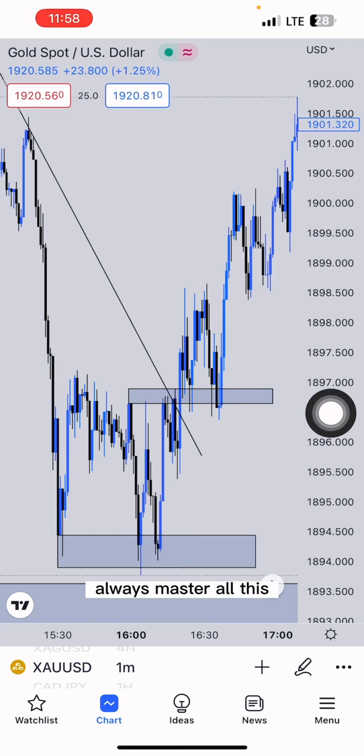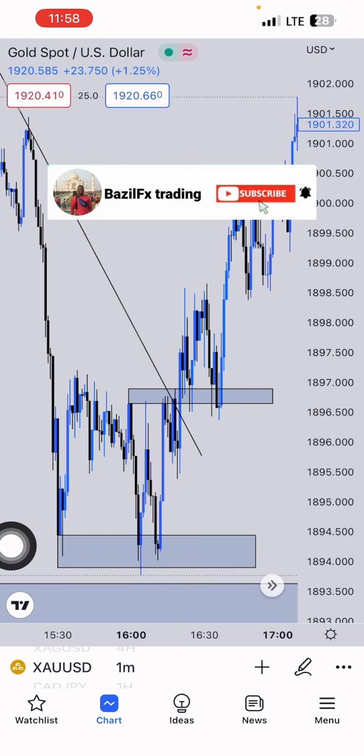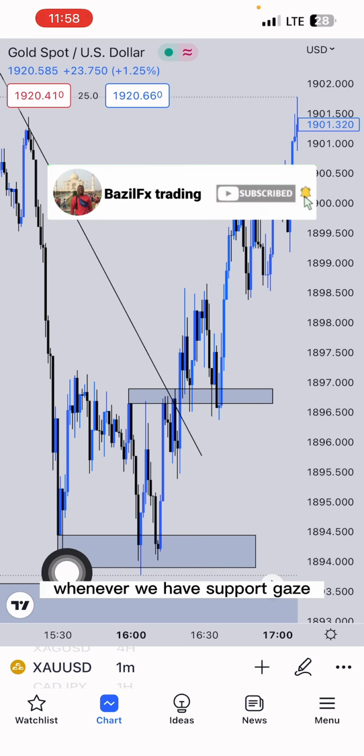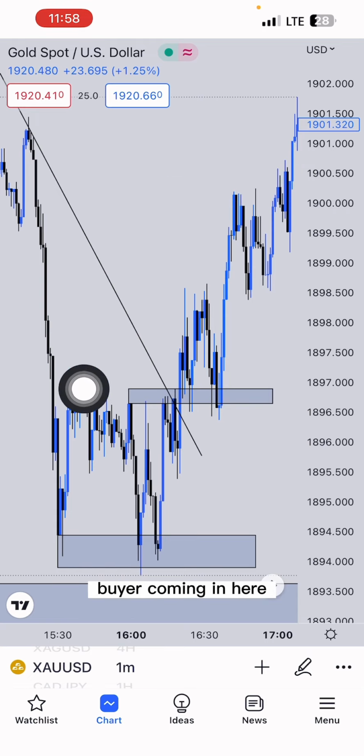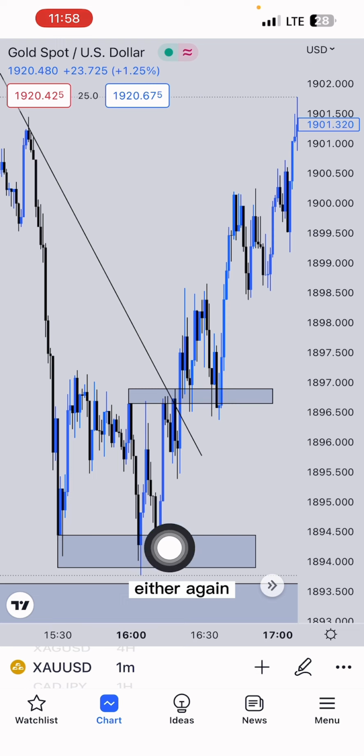So guys, always master all this price action. Guys, this is pure price action. Even though we added demand and supply, even if you don't add demand and supply, this is just the support level right here. Whenever we have support, guys, this is where buyers are coming in. That's why you see buyers coming in here, again buyers coming in there, again buyers coming in there.